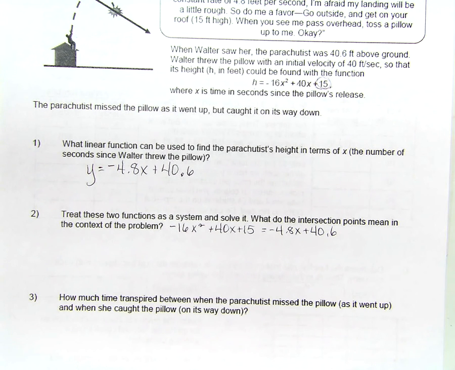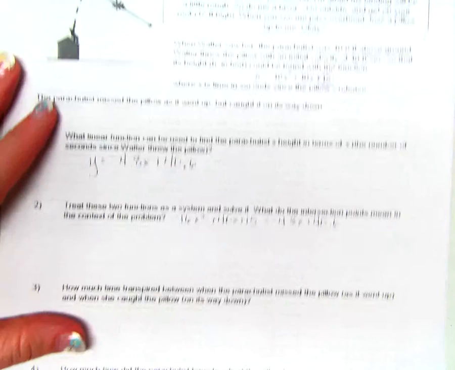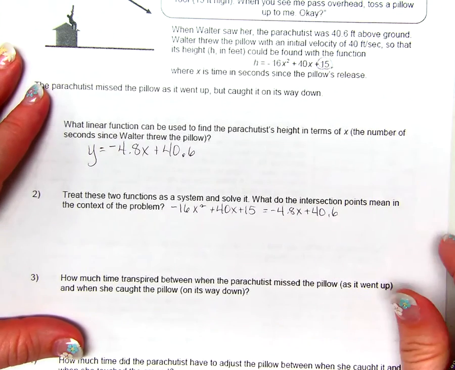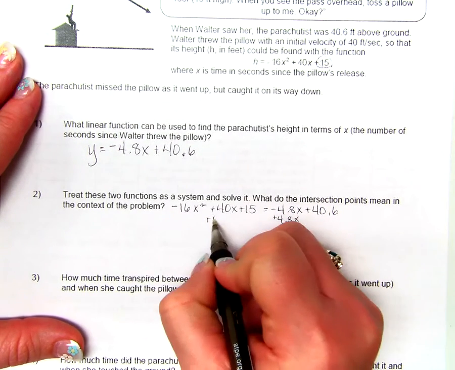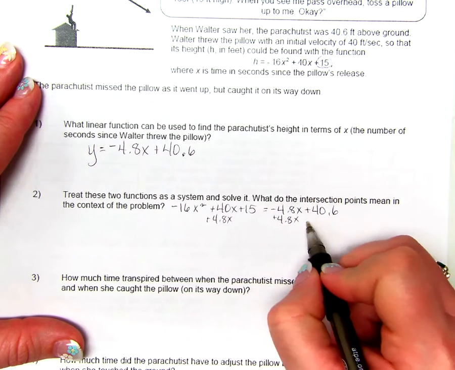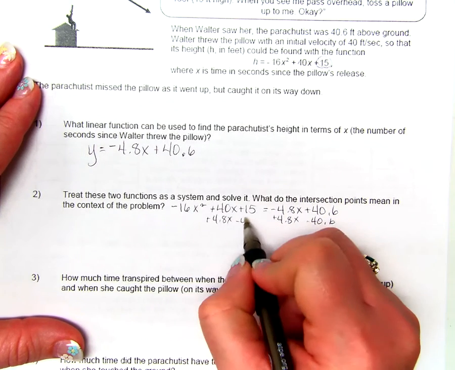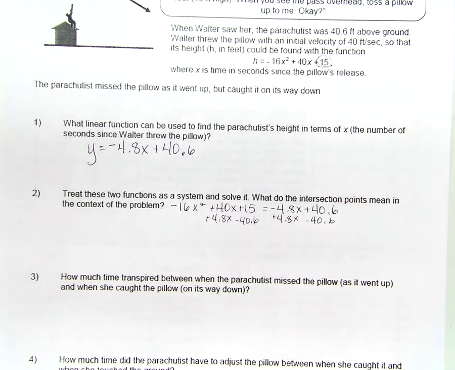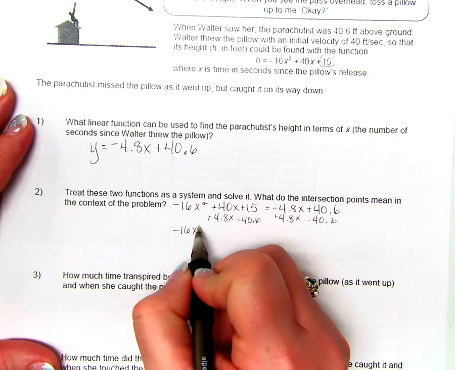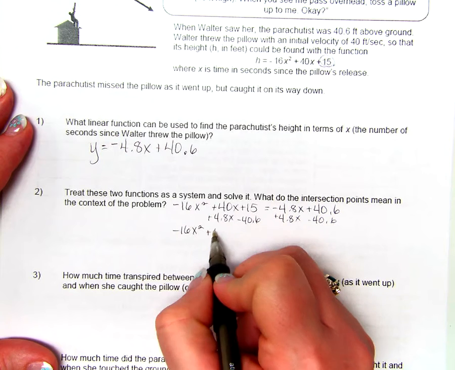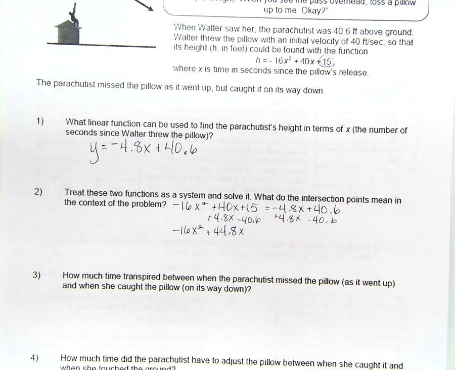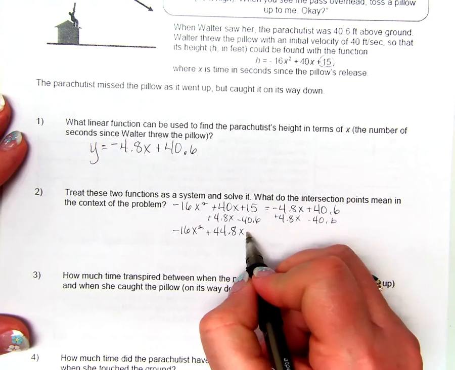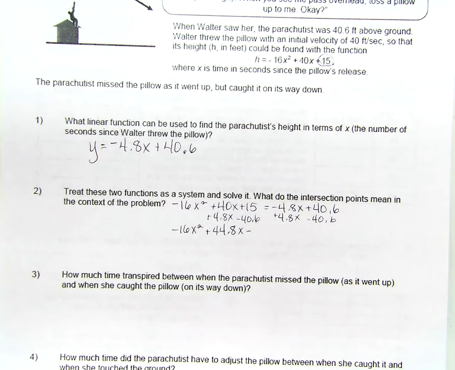What do you want to do first? We're going to set them equal to 0, right? We've got to get it equal to 0. So we add 4.8x to both sides, and we need to subtract 40.6 from both sides. Right? So we have negative 16x squared plus 44.8x minus 25.6.